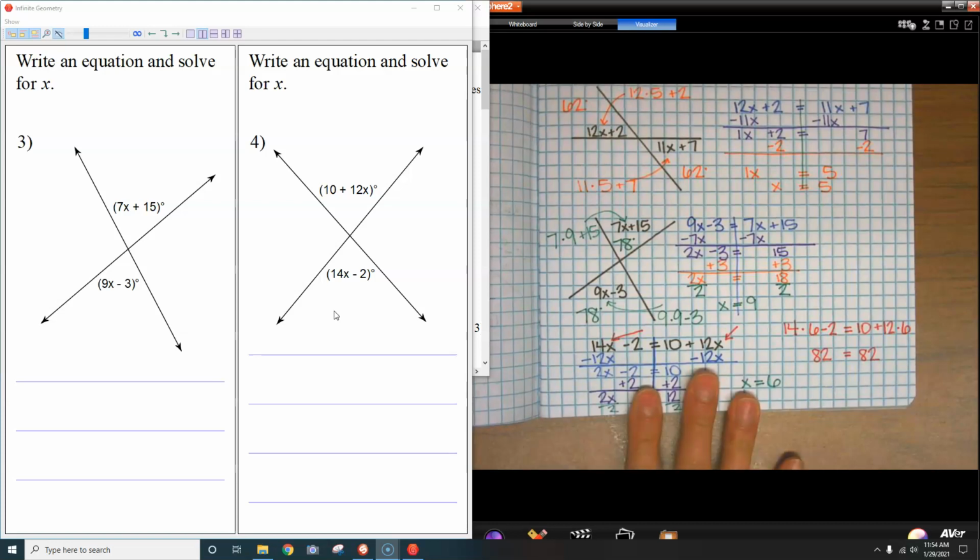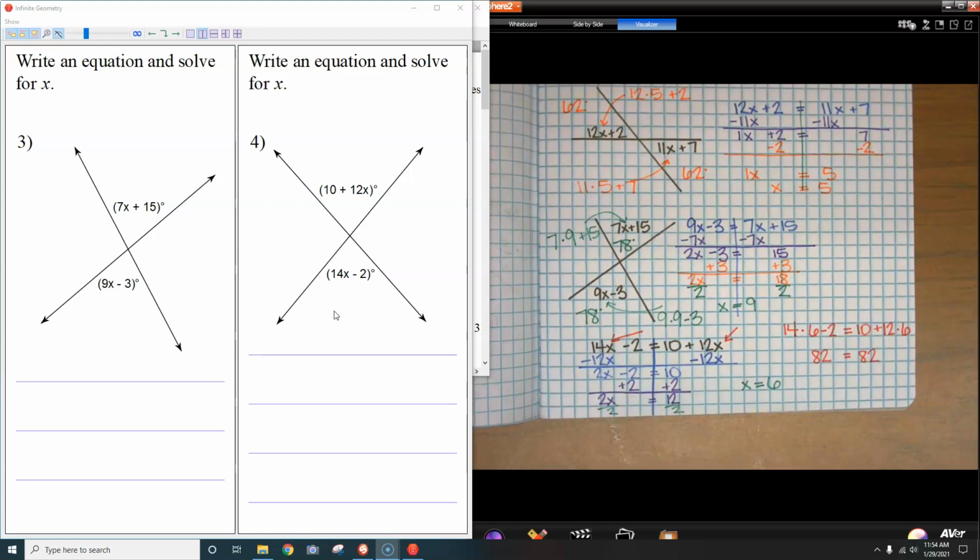Please be ready to practice vertical angles with variables on both sides during your next in-class day. And if you have any other questions, please make sure you touch base with your teacher.